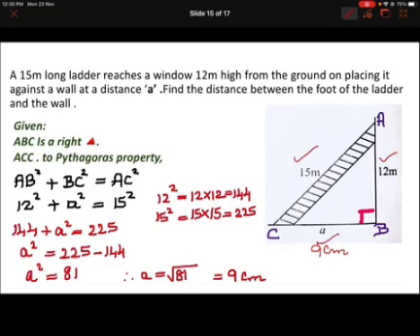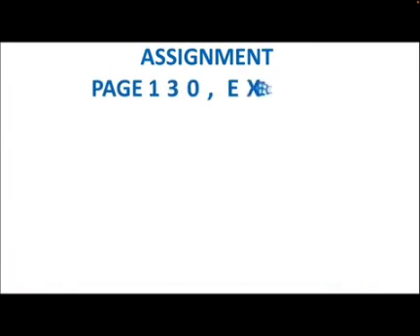So, these parameters, that is 12, 9 and 15, they satisfy the Pythagoras property. So again we can call 9, 12 and 15, what can we call them? Pythagorean triplets. Why? Because they satisfy the Pythagoras property. Clear?